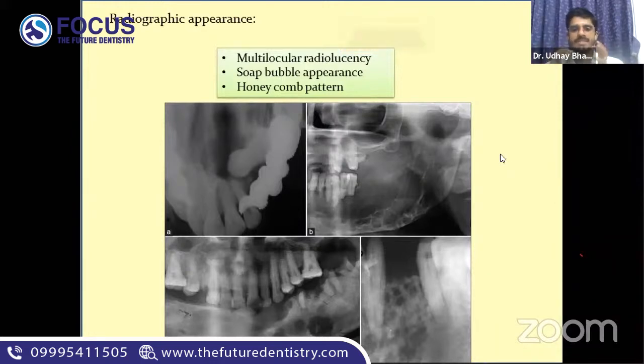And the most common site for the appearance of ameloblastoma is in the body and the ramus of the mandible, usually in the posterior portion of the mandible. And usually it will be seen within the 4th to 6th decade of life.